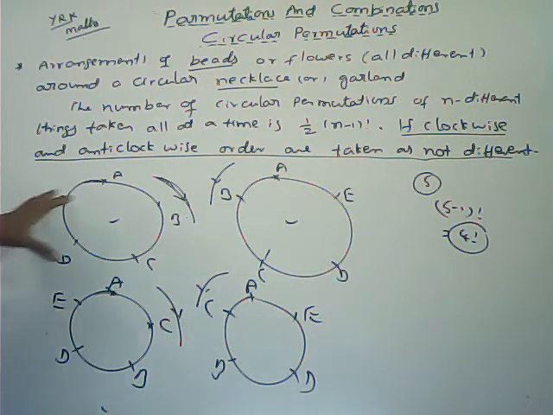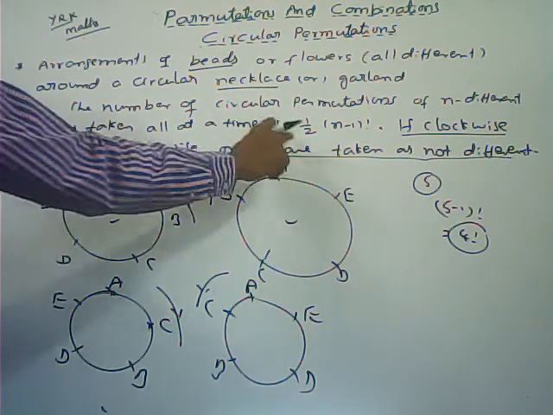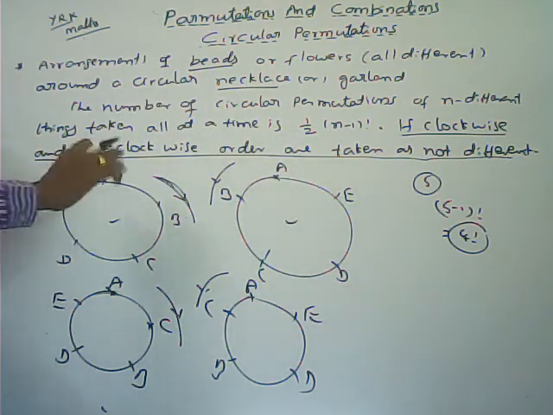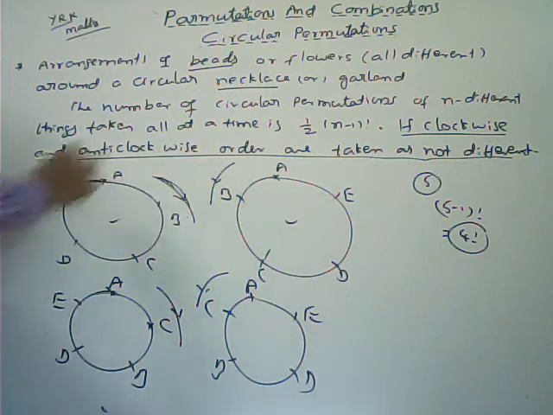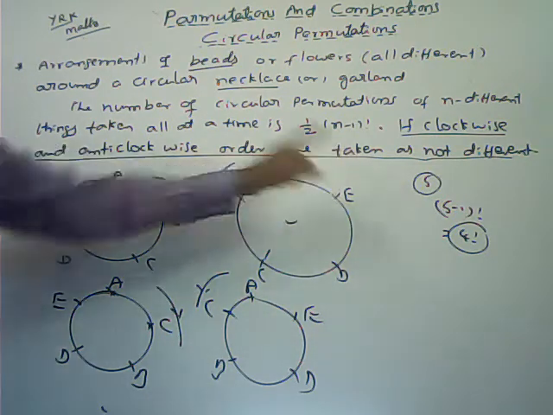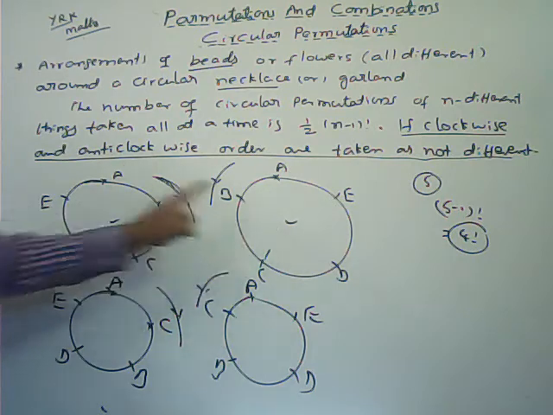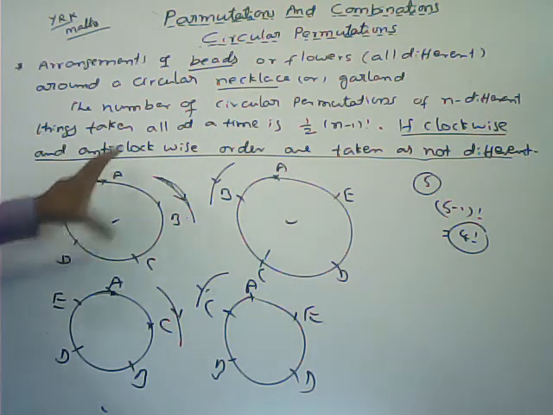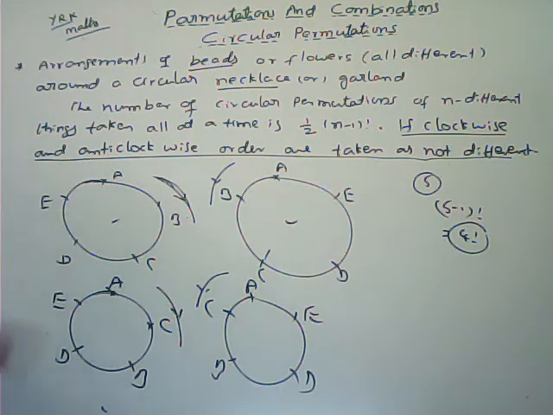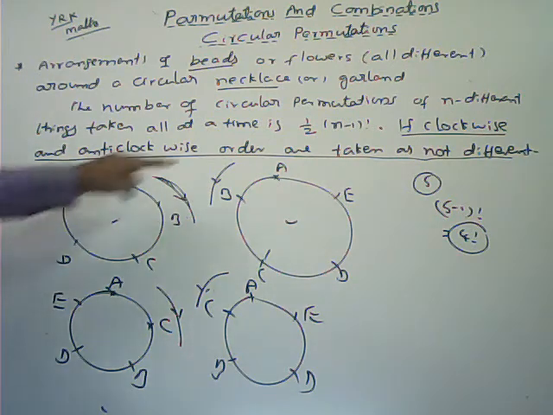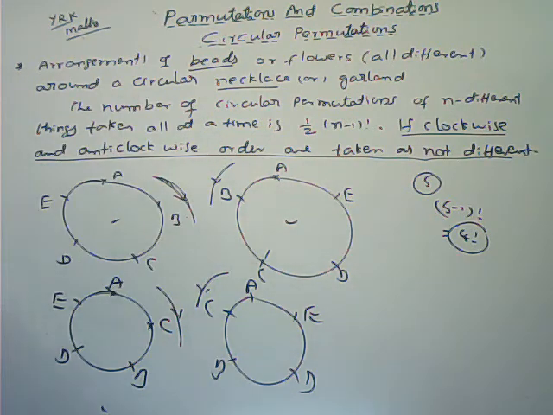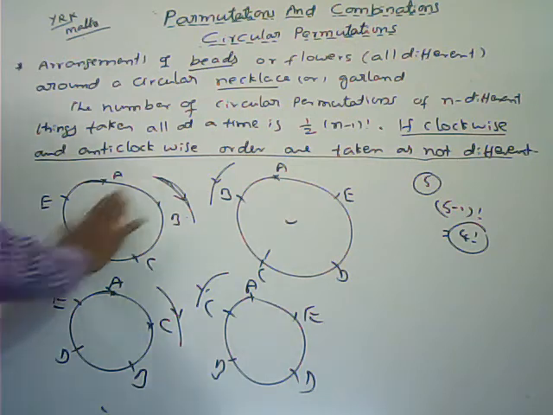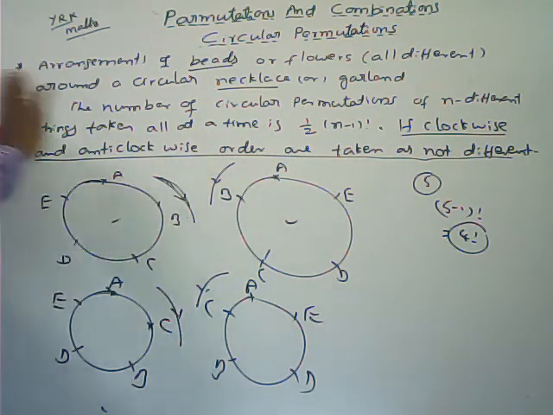Here all are having the same neighbors also. Then also we can write (n minus 1) factorial by 2, and clockwise and anti-clockwise orders are taken as not different. These are not different. So this arrangement both are same only. The clockwise direction whatever we get, in the anti-clockwise direction also if you get the same things, so this one don't consider different circular permutations.